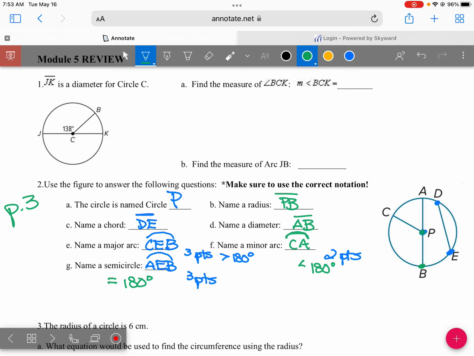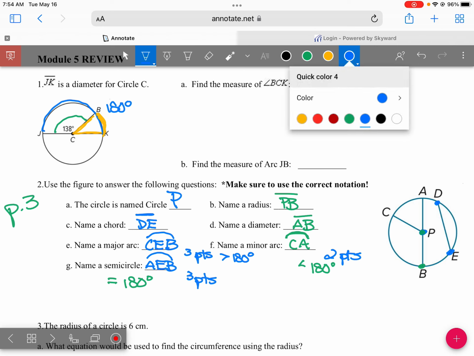Okay, well, what do we know about this arc, JBK? That's a measure. 180 degrees. It is 180 degrees. Yeah, that is a semicircle. That is half of the circle, right? So if this much is 138 and the whole thing from JBK is 180, how can I find this measure in here, which is the same as the arc right here?